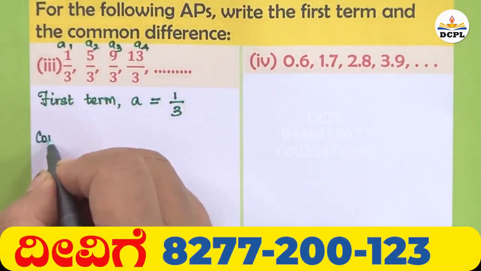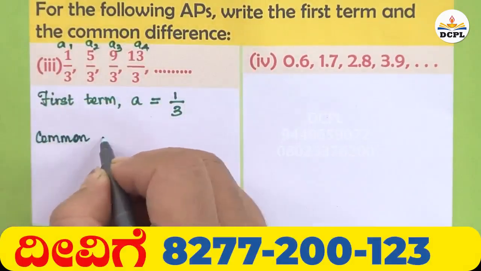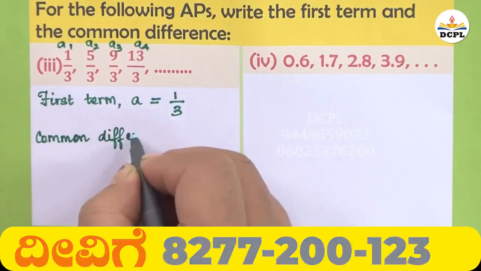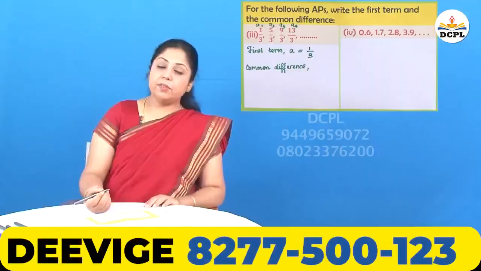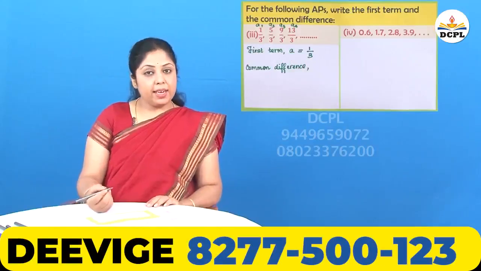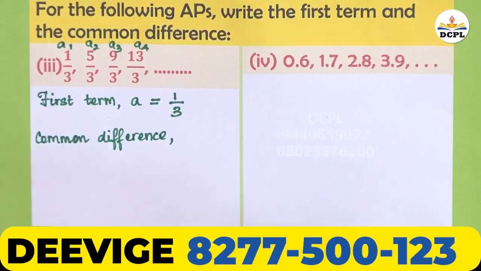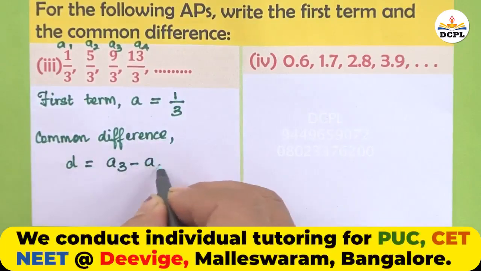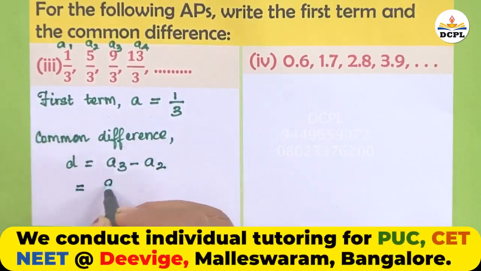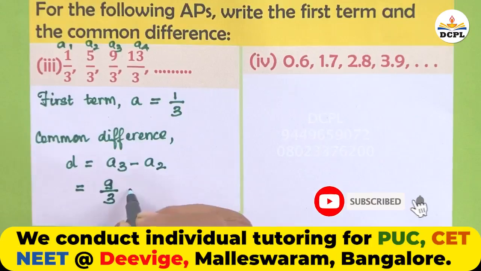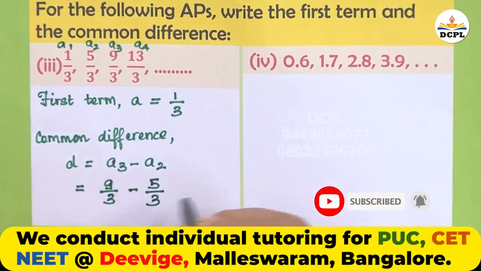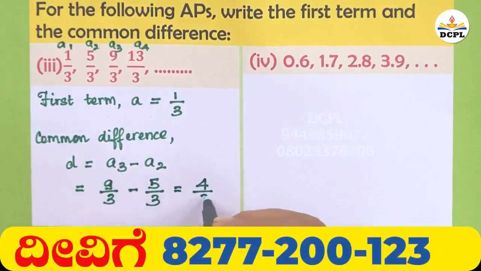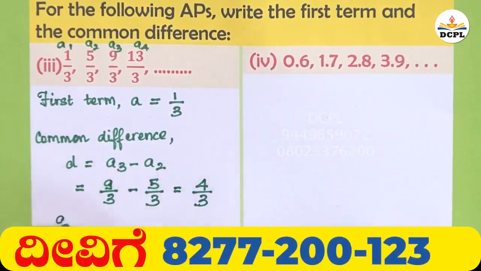Now we proceed to find the common difference. Like I have always been telling you, the common difference can be found by subtracting the previous term from the succeeding term. In this case, let us subtract A3 minus A2. The value of A3 is 9 by 3 minus 5 by 3, which is nothing but 4 by 3. So clearly the A value is 1 by 3 and the D value is 4 by 3.